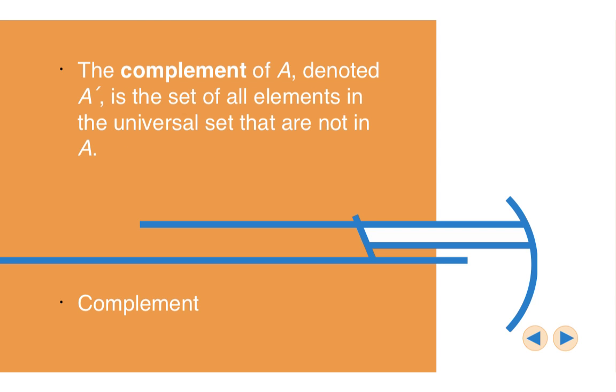Now we have the complement of A, which is written like this, with a mark at the very top of A, which means a set of all the elements in the universal set that are not in A. All the numbers that are around A but are not in A alone.